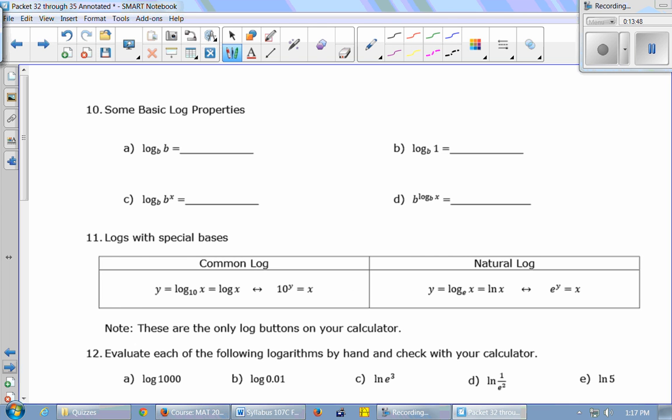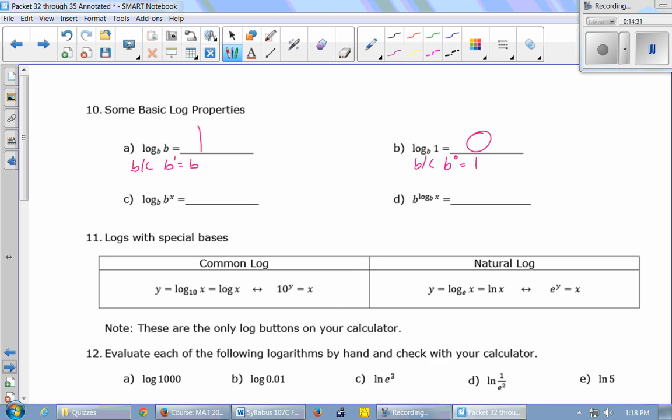Okay, so here are some basic log properties. We're going to try to figure out what these are just knowing the definition. So log base b of b, that's asking you base b, right? To what power gives you b? 1. B to the first is b, right? And I can write a little note under here because b to the first equals b. All right, log base b of 1. So b is the base. To what power that we don't know gives you 1? 0. Because b to the 0 equals 1.